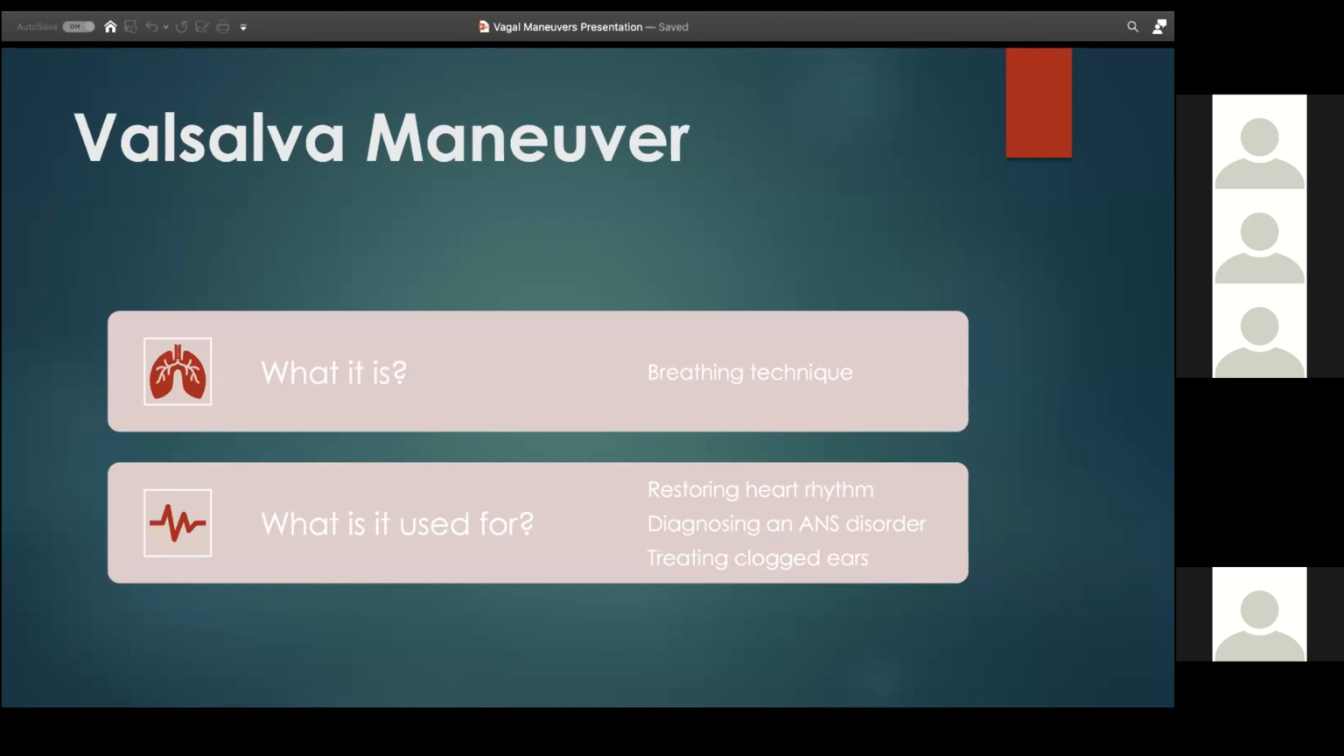And then to treat clogged ears, this can help with not-so-serious issues, like maybe you have air that's blocking the eustachian tubes in the inner ear. So you can use this maneuver to try to pop your ears, if that makes sense.